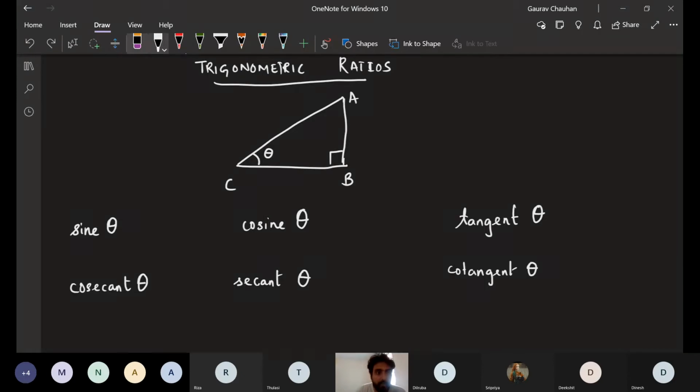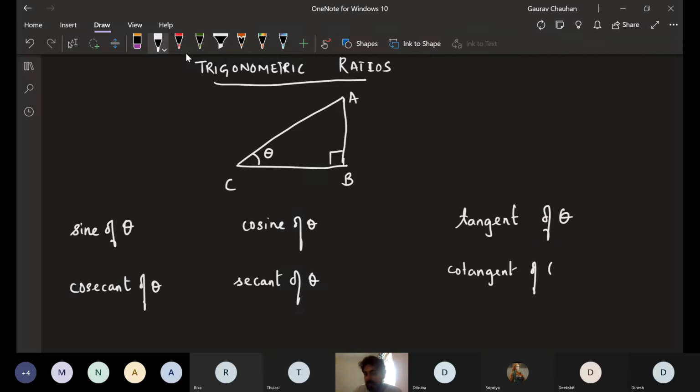Sine of theta, cosine of theta, and in the same way cotangent of theta. These are the 6 ratios. Now these 6 ratios have a firm definition. Whenever I say sine of theta, what I mean is opposite side by hypotenuse.